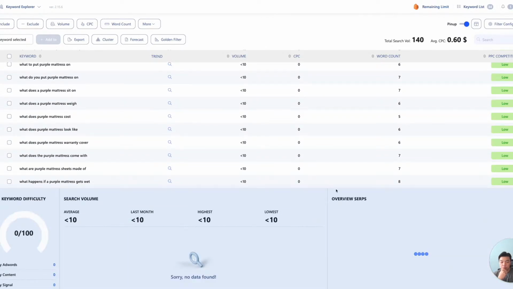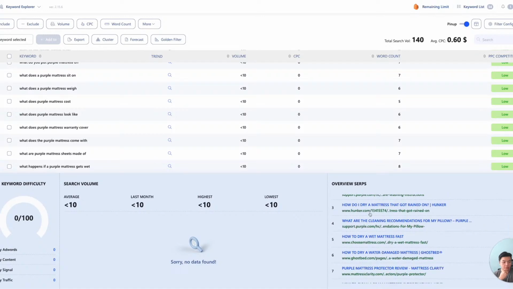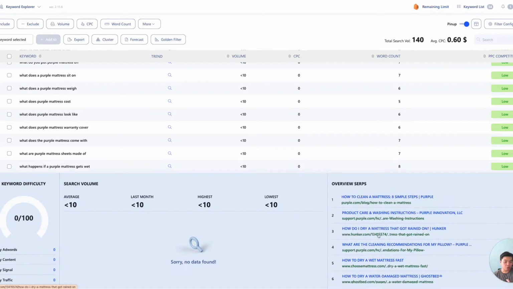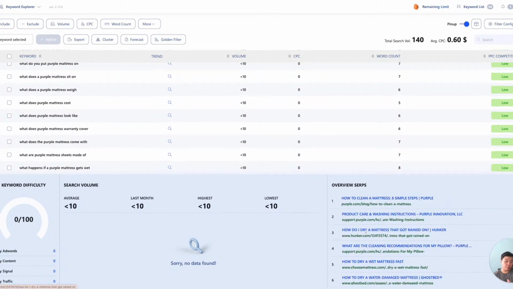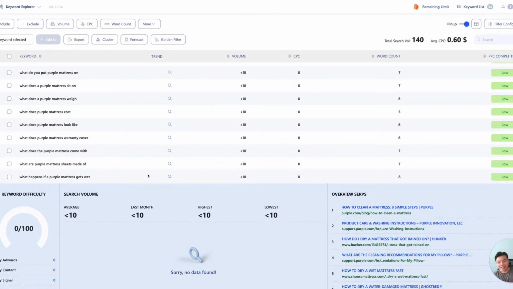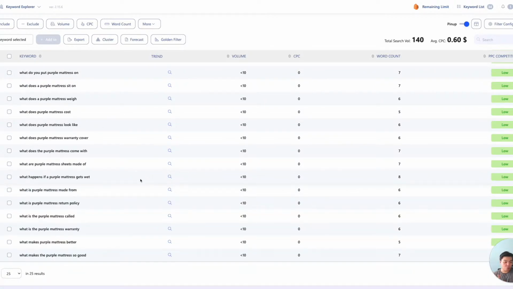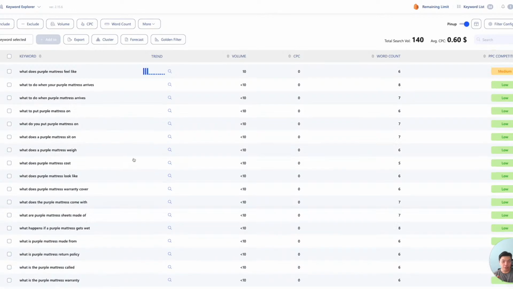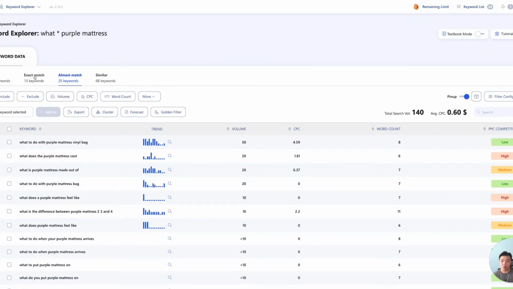What happens if purple matches get wet? How to clean? Nope. How to dry? How do I dry if I got rain on? Oh, that's, yeah, but it's not from purple. As you can see, if you go deeper into most brands, you will see that a lot of the brand keyword are not really being covered. So you want to make sure all of this are being covered by your brand itself, right? So that's the importance of brand keyword.